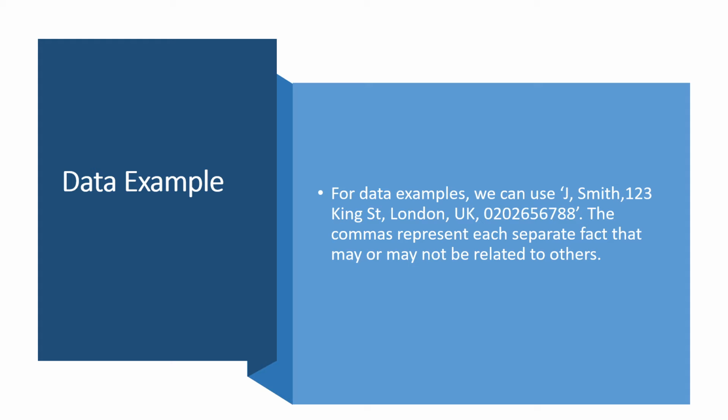So, a data example. For you guys, this is a very easy example to understand. For example, we can use J. Smith, 123 King Street, London, UK, and a cell number is given. The commas represent each separate fact that may or may not be related to others. So this is data. This is a very simple example of data.